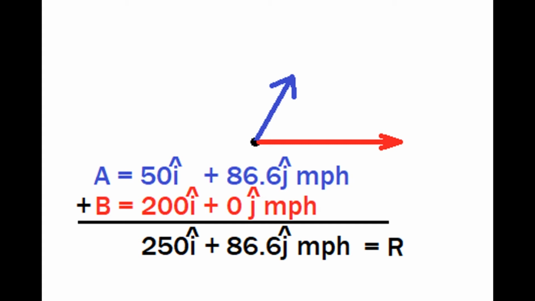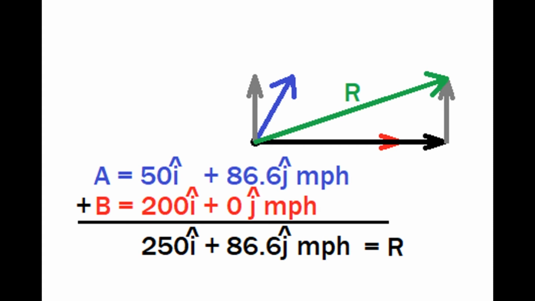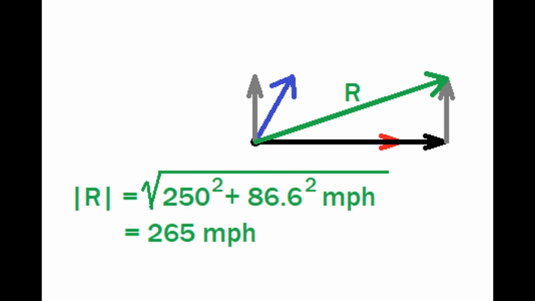And those components look like this. Your i hat is the black vector and your j hat is the gray vector. We can now take those vectors and add them tip to tail. We can take the gray vector, move it over to the right, and add them together to get our resultant. That resultant is the same thing as 250 i hat plus 86.6 j hat. The magnitude of that resultant you can get because it's a right triangle. Use the Pythagorean theorem, and the magnitude, we use absolute value signs to represent that, is the square root of 250 squared plus 86.6 squared, which is 265 miles per hour.